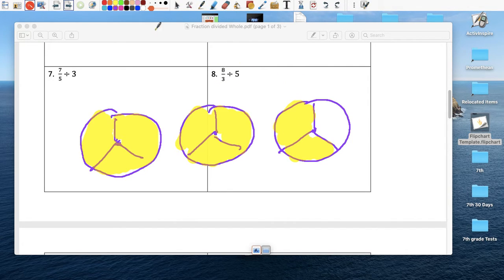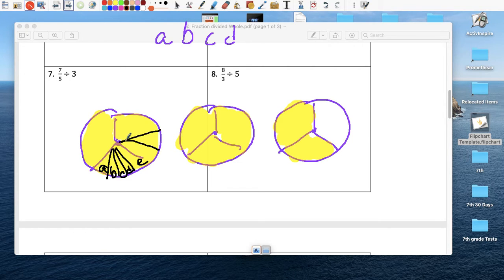So we have person A, person B, C, D, 5 friends. So we're going to cut each part into 5s. Let's cut this into 1, 2, 3 each. 1, 2, 3, 4. 1, 2, 3, 4, 5. So A, B, C, D, E. Right? So we're going to do the same thing.